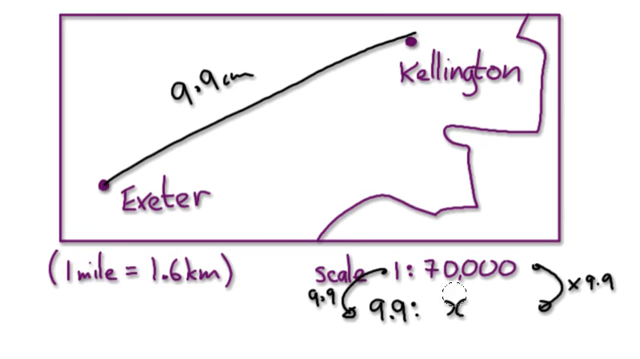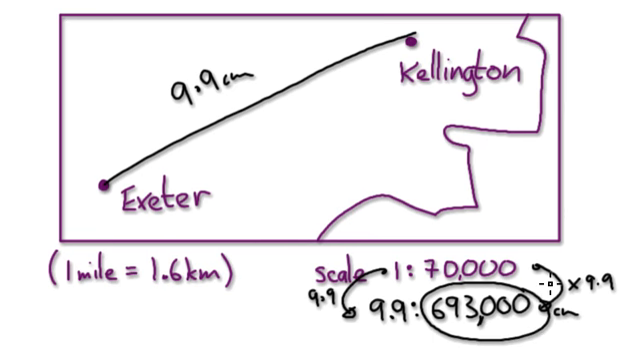693 thousand here. I'll put a comma in here just so that it's easier to read: 693,000. Now we've got this in centimeters. Remember that this here is in centimeters.